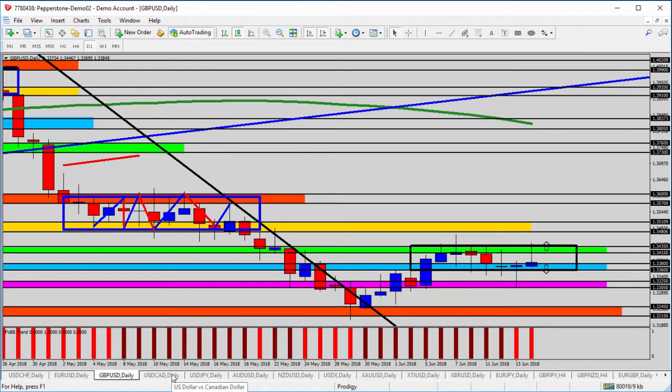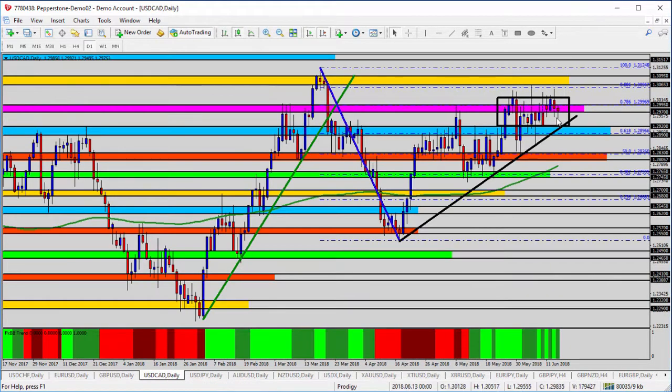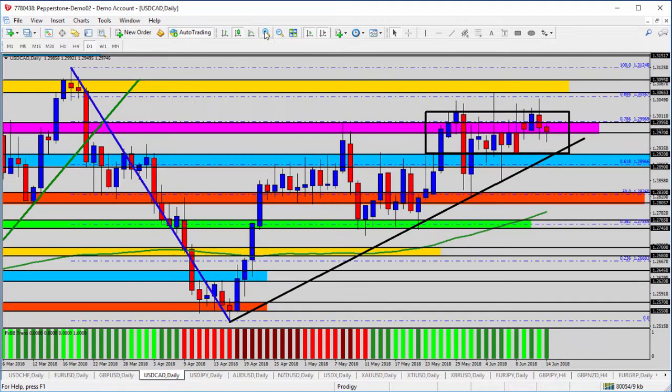Let's take it on over here to the dollar CAD. Similar situation. Look at all the volatility that's happened inside this black box, top of the uptrend. We've seen it bouncing around quite a bit inside this black box.